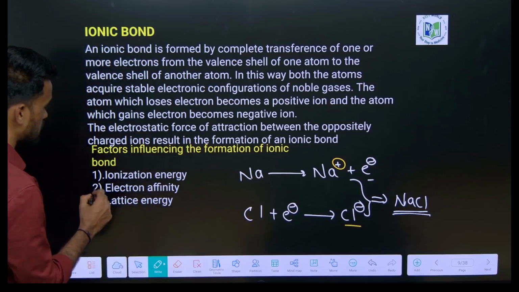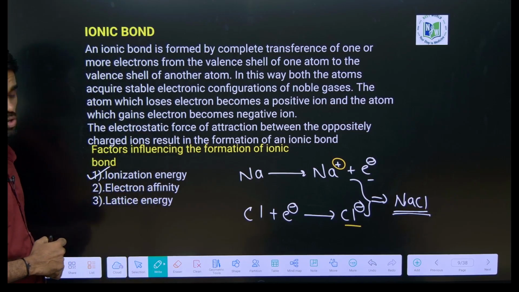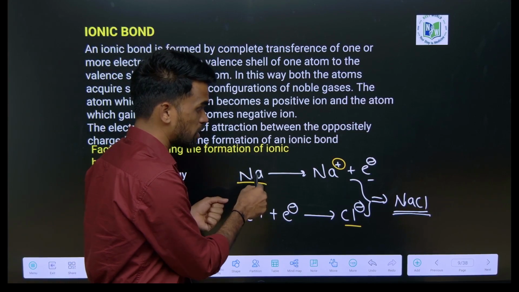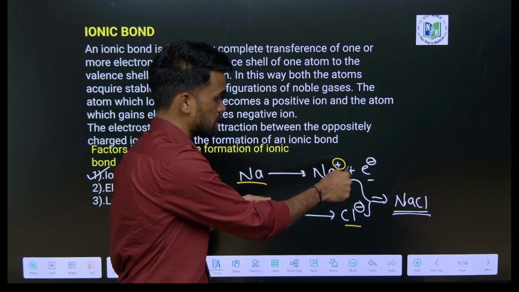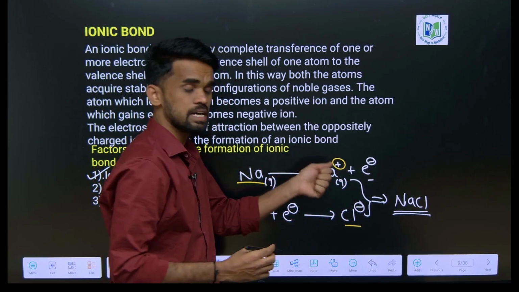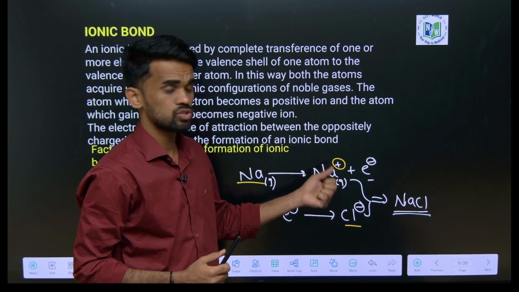The first factor is ionization energy. So what is meant by ionization energy? See, sodium is becoming an ion from an atom. So this conversion, if you are taking it in the gaseous state, is called what? Ionization energy. So this is one factor.